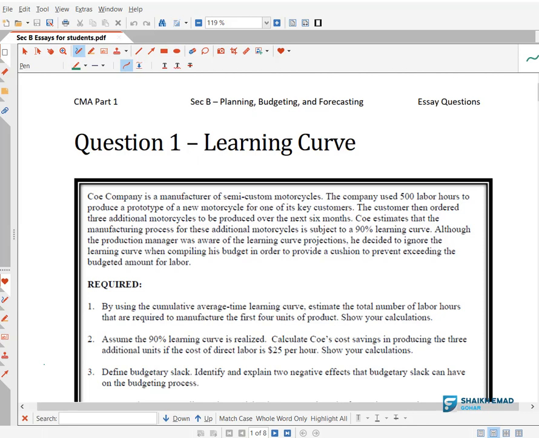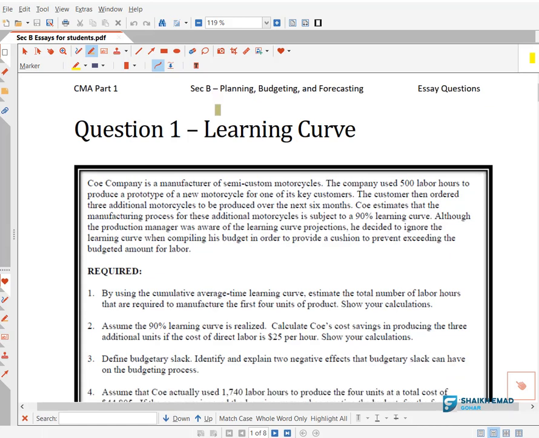So this is the first question we are doing on budgeting area. Okay, and overall this question is talking about learning curve. Getting it? But there are many other concepts also which we will discuss here, which we have already seen from your learning outcome statement.